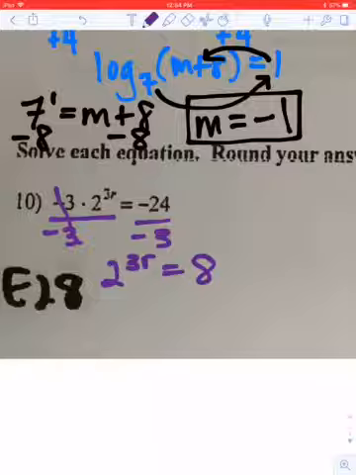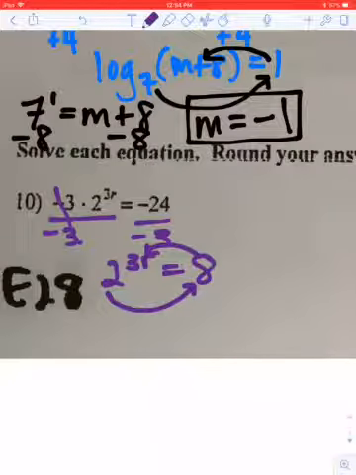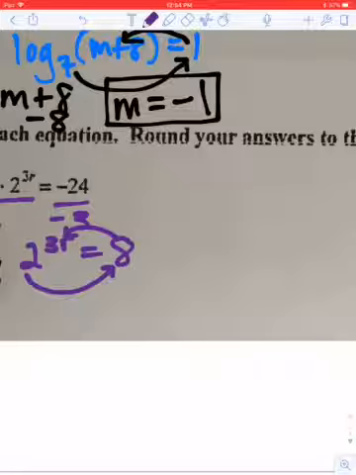Well, what I can do right now is convert this into a logarithm. Even though this is not a very hard one with the numbers, I could probably figure it out. 2 to the 3rd is 8, so I know that 3r is going to equal 3. But let's just do this the typical way first. So I'm going to spiral it out to turn it into a log. And it's going to look pretty similar.